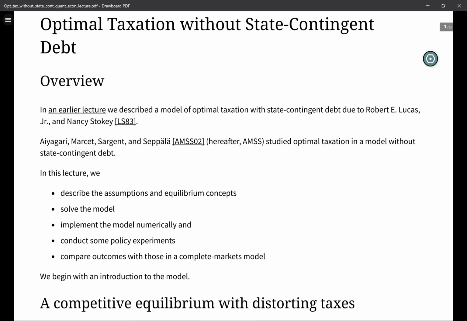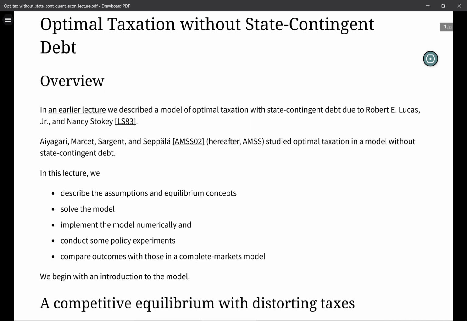The change is going to be, instead of having state-contingent debt, either in the form of Arrow-Debreu securities if we do it time-zero style, or Arrow securities if we do it sequentially, we're going to have incomplete markets. In particular, we're going to have the government and the private agents only being able to trade a risk-free one-period bond.